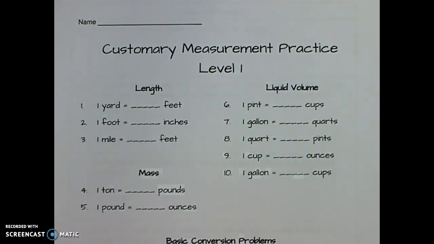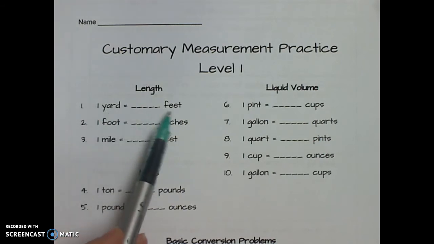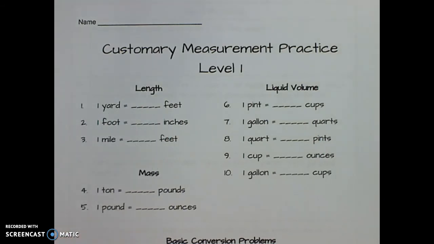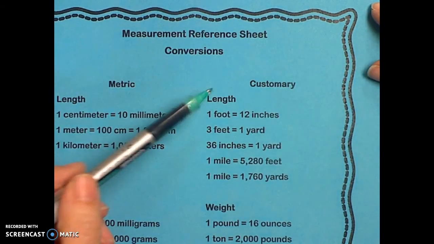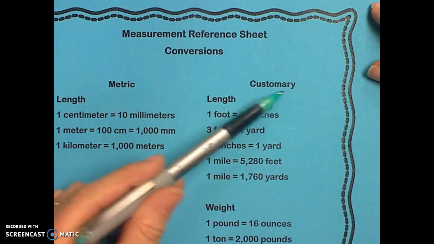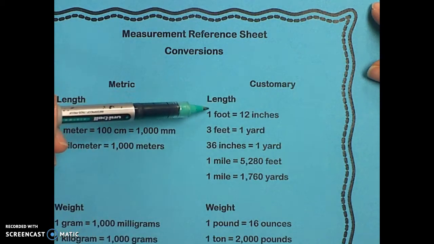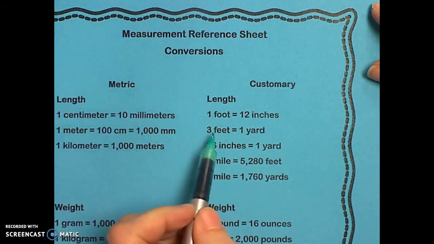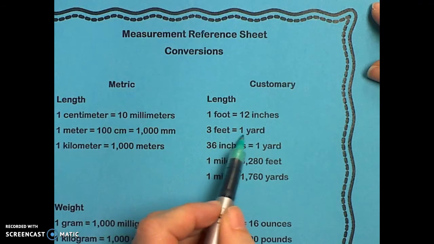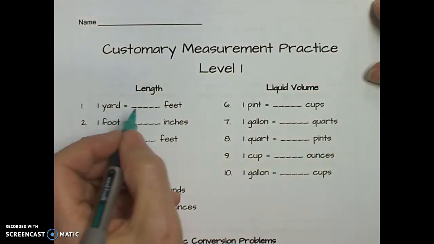Okay, so the first question is about length, and it says 1 yard equals blank feet. If you don't remember, you can come over here to your reference sheet and look on the customary side. That's where everything will be today. And we're going to go down and look. 1 foot, 12 inches, right here, 3 feet equals 1 yard. So we can just go ahead and write that down.